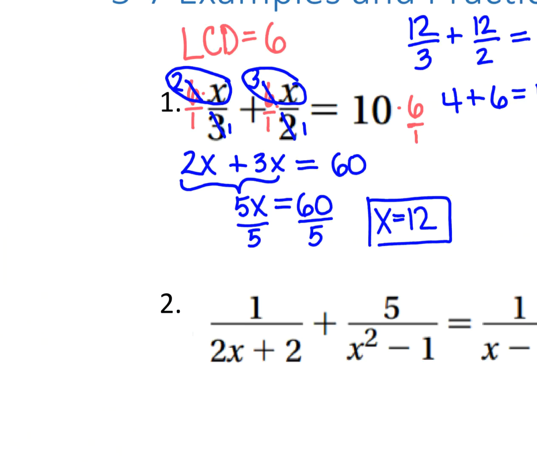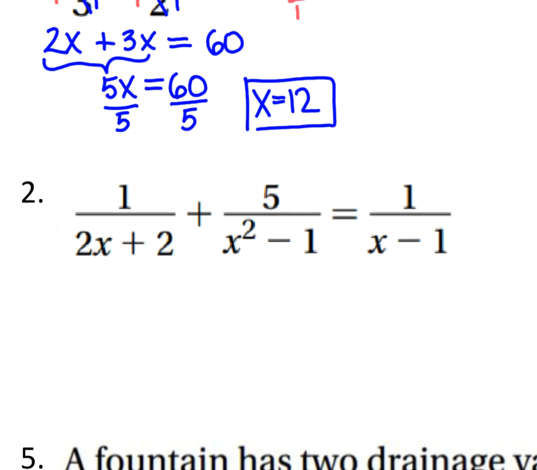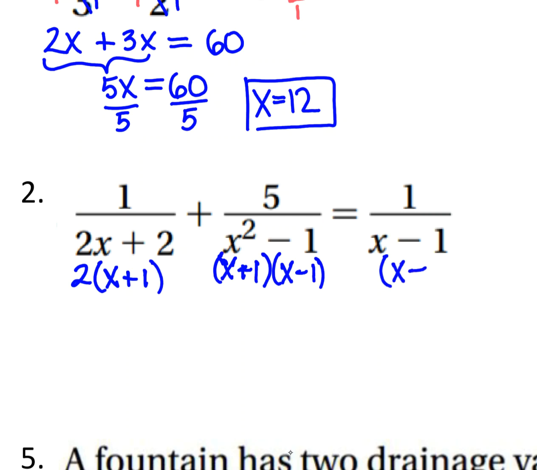All right, let's try number 2. Okay, this one is obviously more complicated. We have denominators that we need to factor in order to figure out what the lowest common denominator is. So let's go ahead and start here. We have a GCF of 2, so we have 2 times x plus 1. This is a difference of squares, so we're going to do x plus 1 times x minus 1. And then this is just x minus 1.